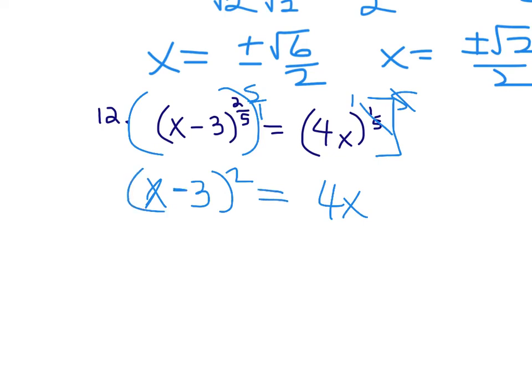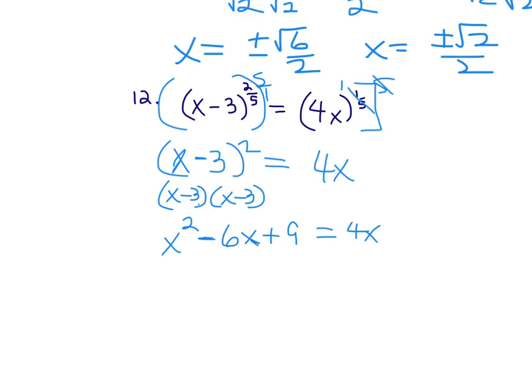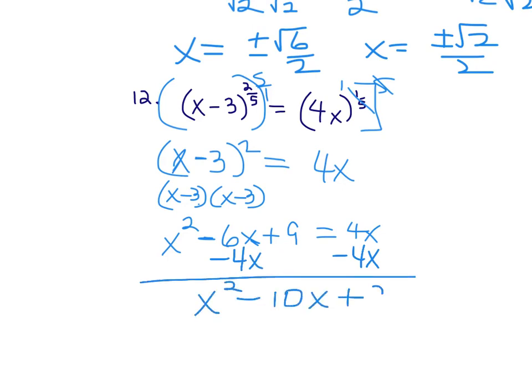I need to FOIL that left side. Because remember, x minus 3 times x minus 3 is x minus 3 squared. So then it becomes x squared minus 6x plus 9 equals 4x. I now need to put it in standard form. So I'm going to move the 4x over. X squared minus 10x plus 9 equals 0.